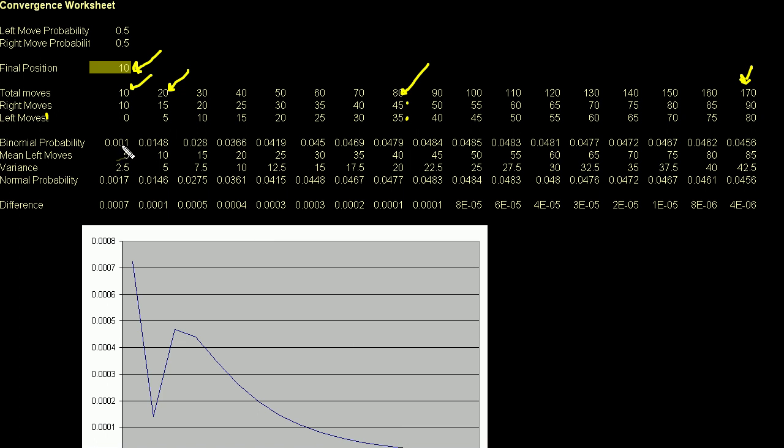So right here, this calculates the binomial probability, just the way we did it before. And you could look at the cell to figure it out. This says 10. I use left moves as a success. So this is 10 choose.